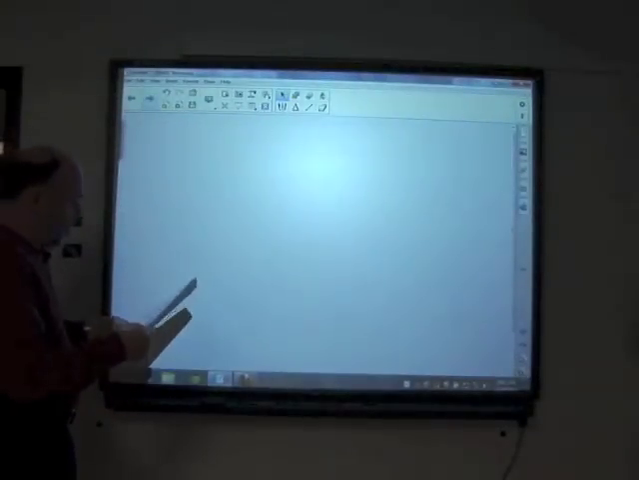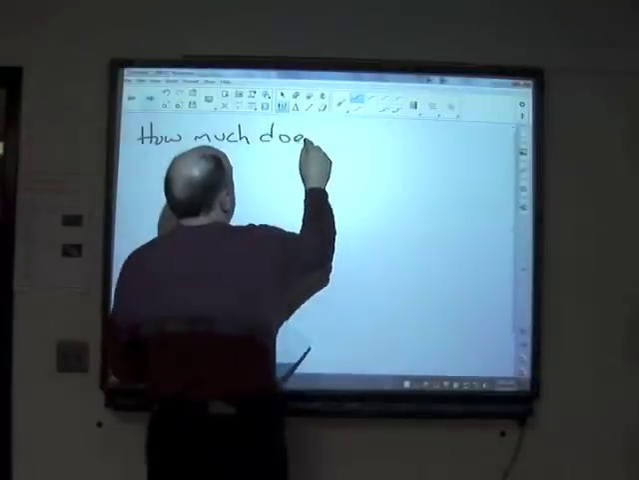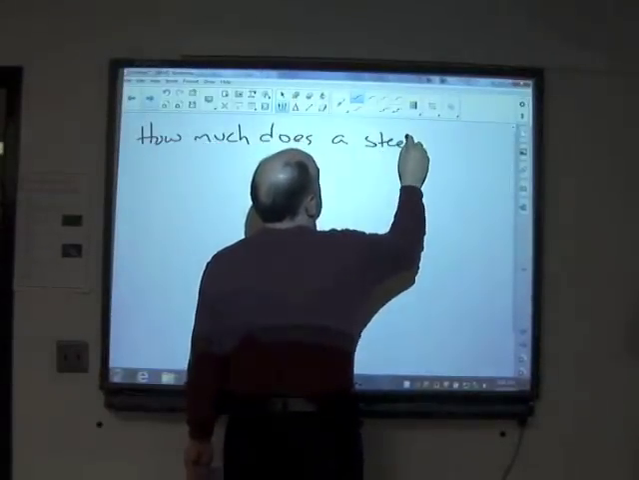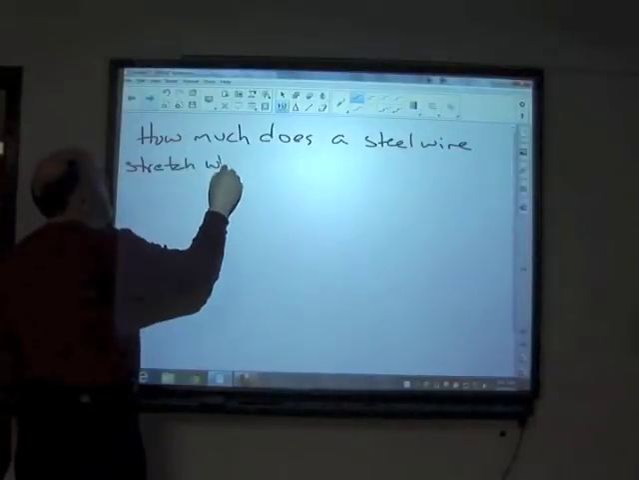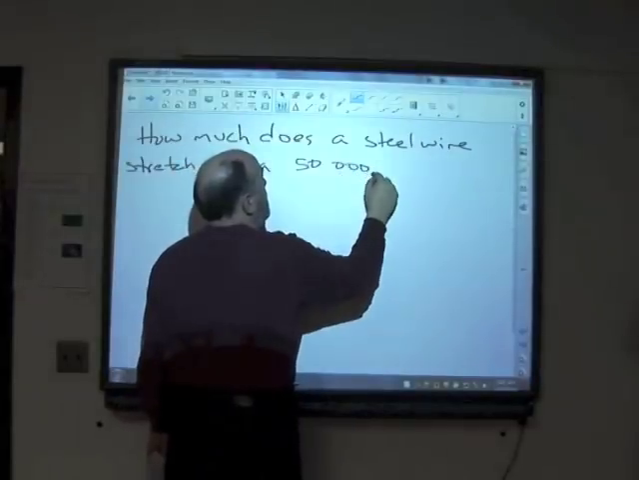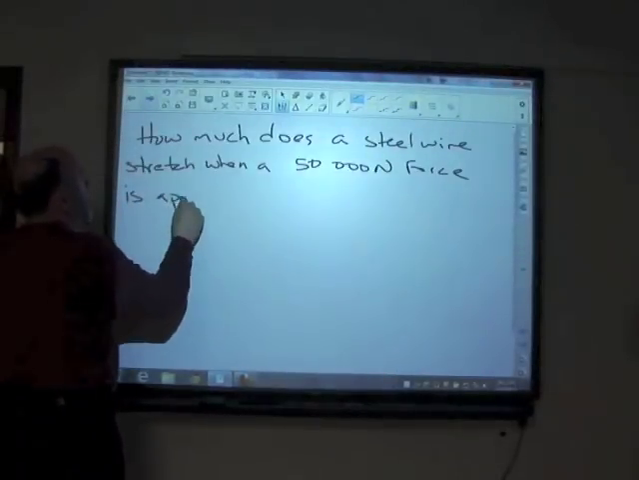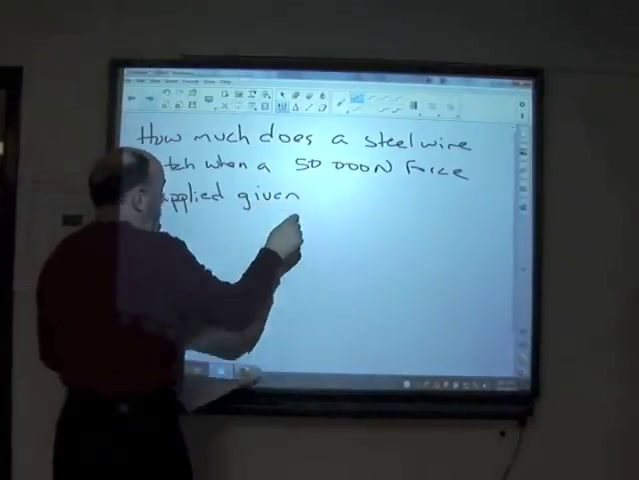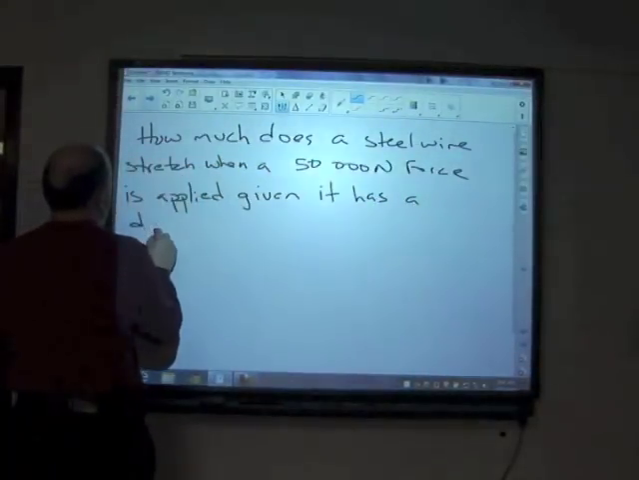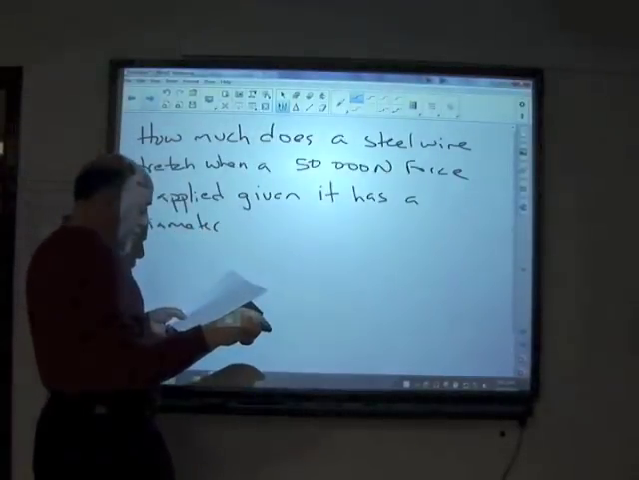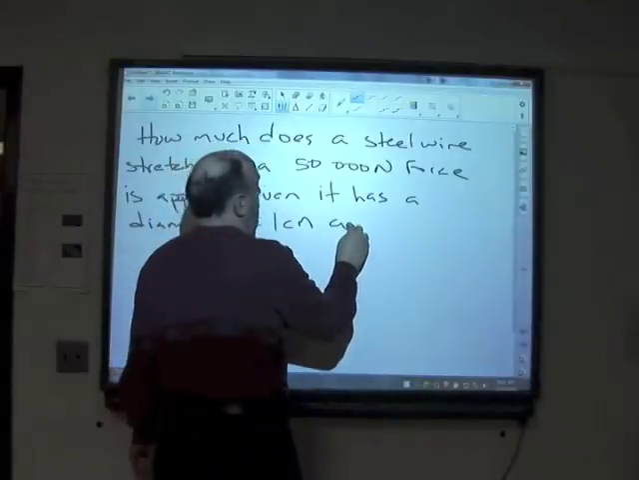Right? And so we can look at something like this. How much does a steel wire stretch when a 50,000 Newton force is applied, given it has a diameter of 1 centimeter and is 5 meters long.